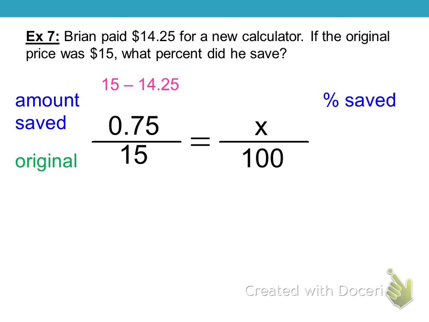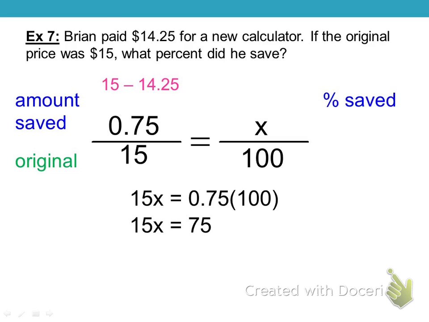All right, so there's my X. When you cross multiply, the multiplying by 100 just causes your decimal to jump back. So you end up with 15x equals 75. So what's X? 5. So he saved 5%.